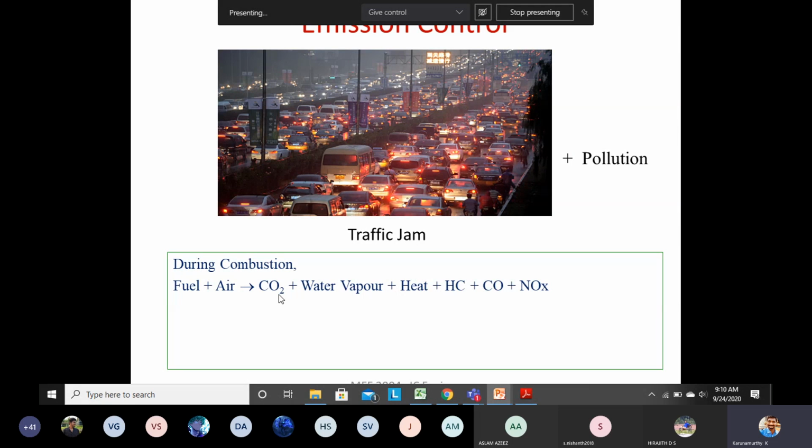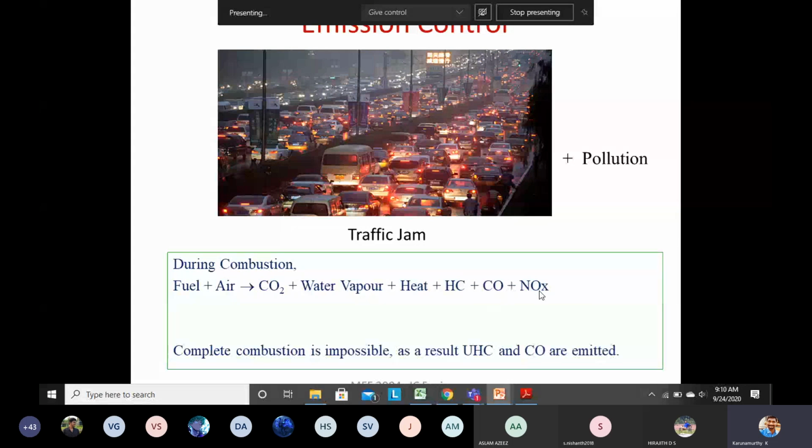Apart from this heat, it gives out other byproducts like CO2, water vapor, and other harmful emissions also, which are nothing but unburned hydrocarbon, carbon monoxide, and NOx. So these three we call the harmful emissions, right?